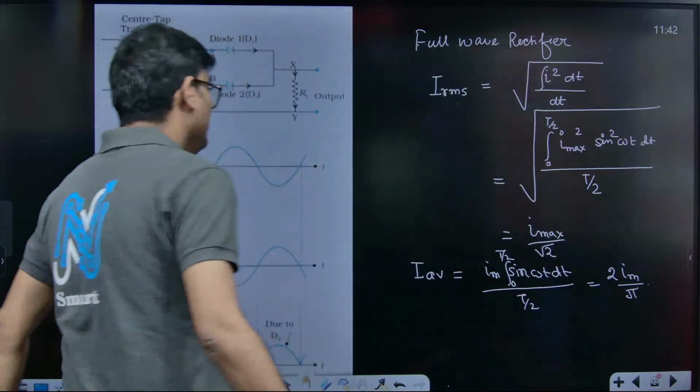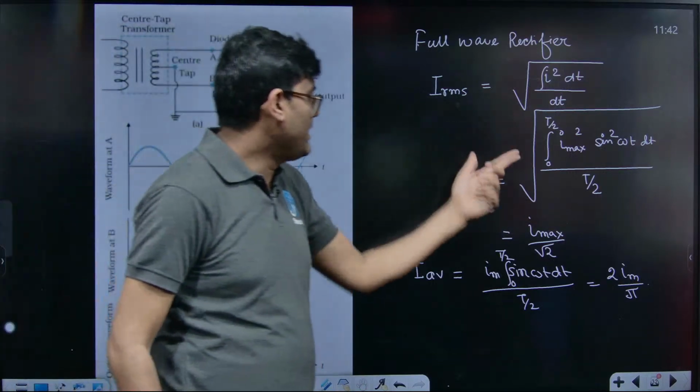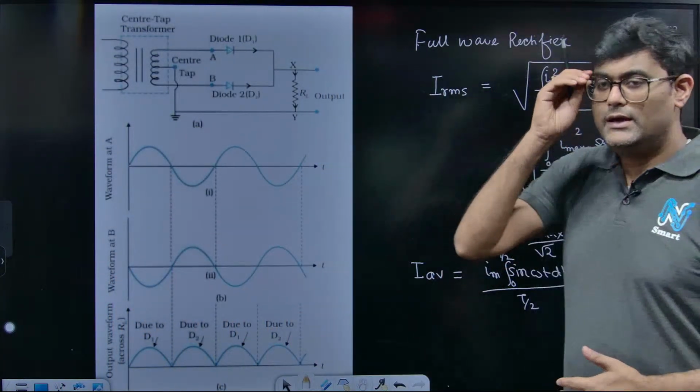right? এই জিনিসগুলো মনে রাখতে পারো, average value of this current, RMS value of this current.